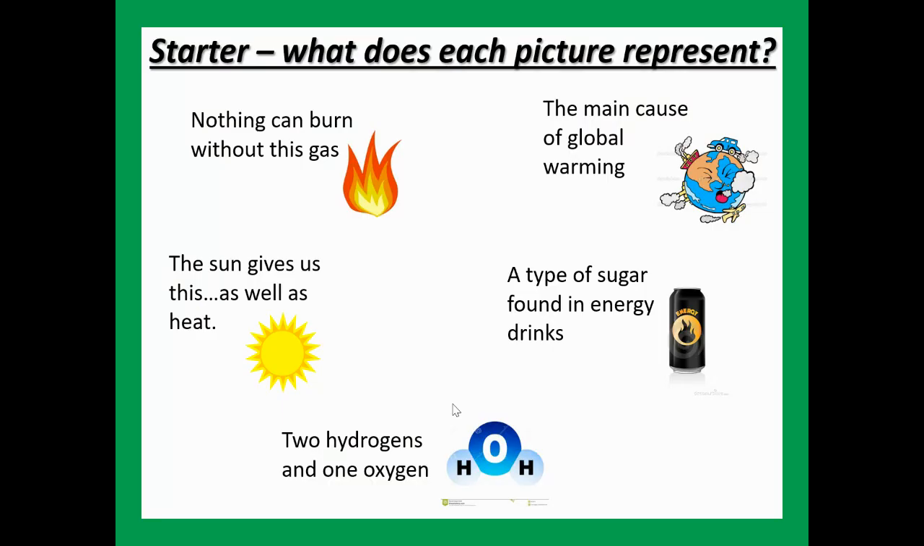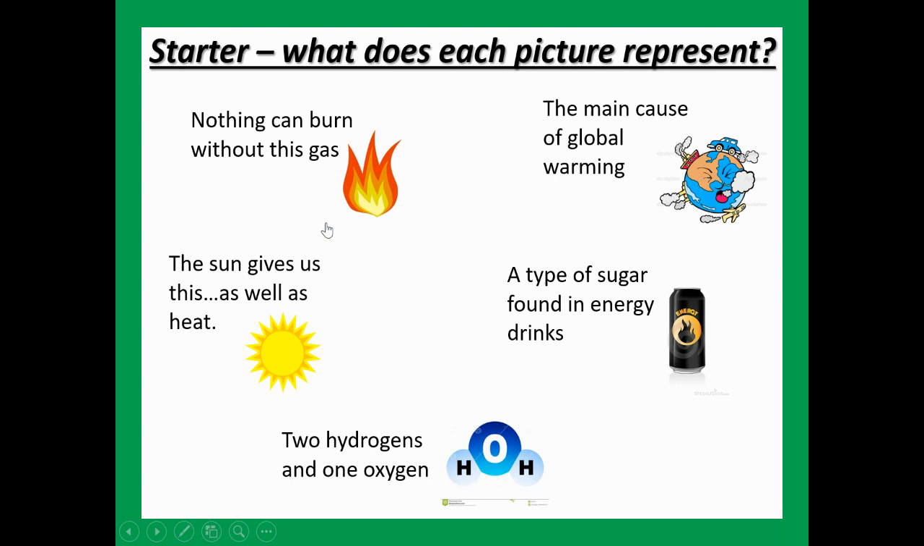Your starter is to look at these pictures and use the clues to help come up with the word that is related to photosynthesis. So most of these are products or reactants from photosynthesis. One of them is required for photosynthesis. Please pause the video, and when you unpause, we'll go through what they represent.